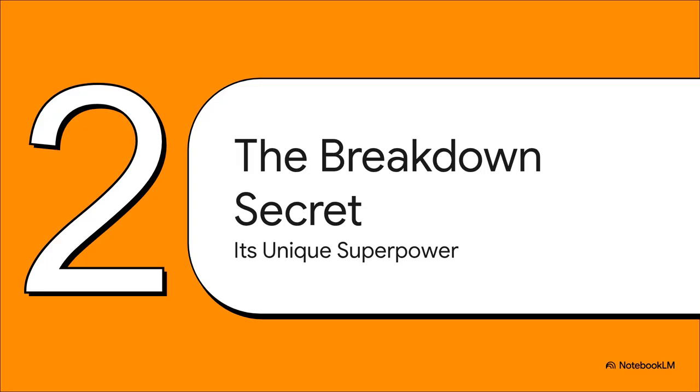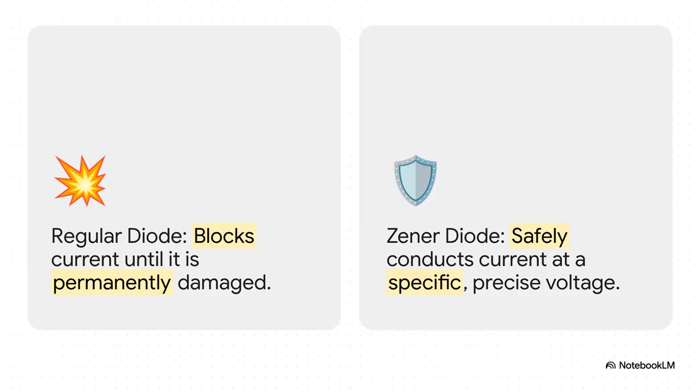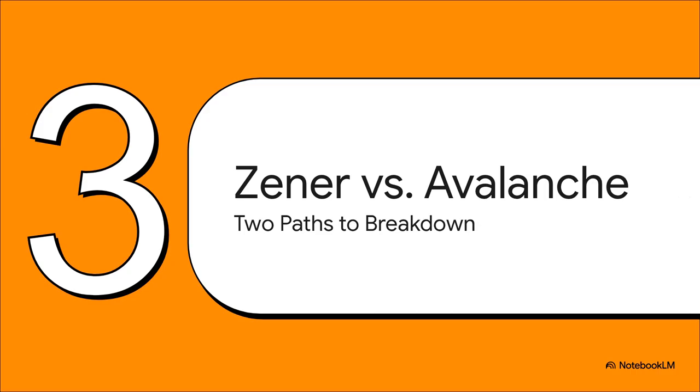So what's so special about this breakdown region? Well, this is where we see the Zener diode's real magic. It's all about how it handles pressure when electricity tries to go backwards. See, if you push too much reverse voltage through a regular diode, it just gives up. It breaks, and it's permanently damaged. A Zener diode, on the other hand, is built for this. It's engineered not just to survive, but to start conducting current safely at a very specific, predictable point, called the Zener voltage.